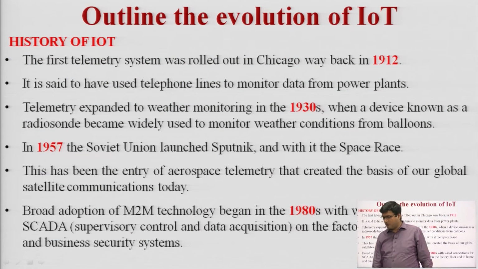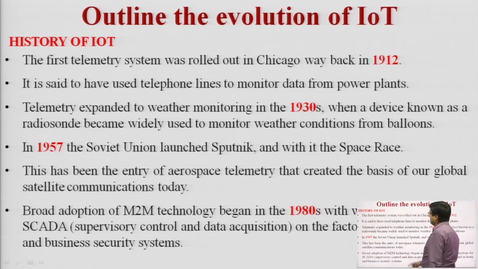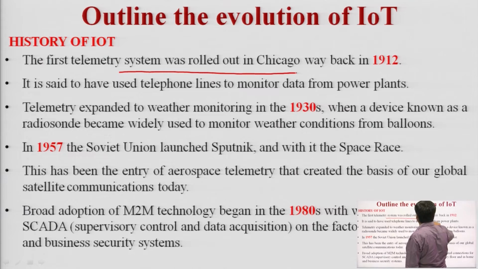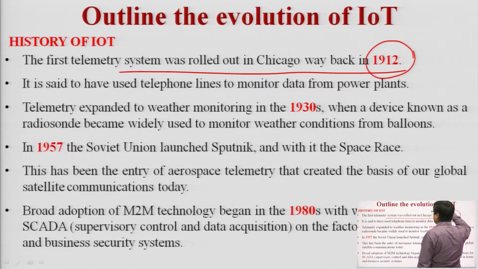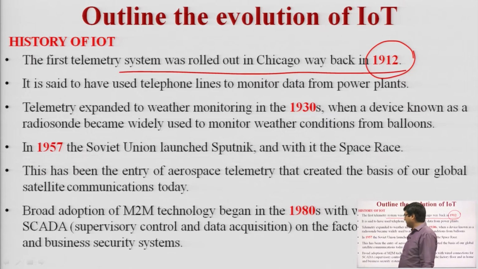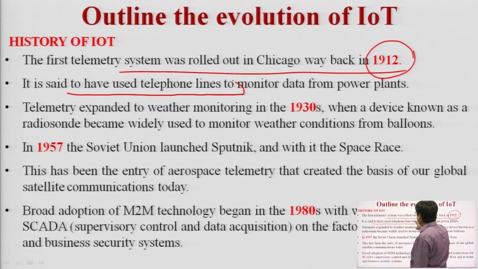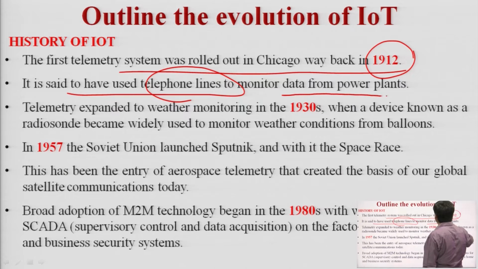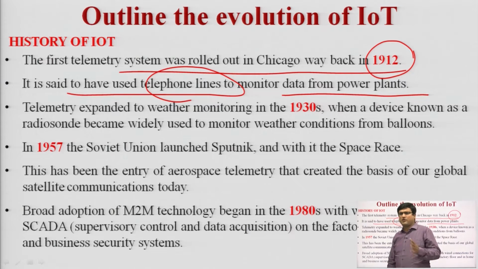We will go more into the history of the IoT. The first telemetry system was rolled out in Chicago way back in 1912. At that time, it is said to have used telephone lines to monitor data from power plants. From power plants, we can deploy telephone lines to communicate. We are using only telephone lines, as we have seen in the previous slide.